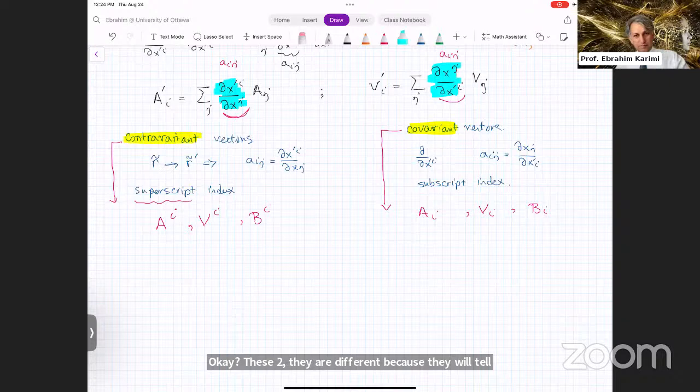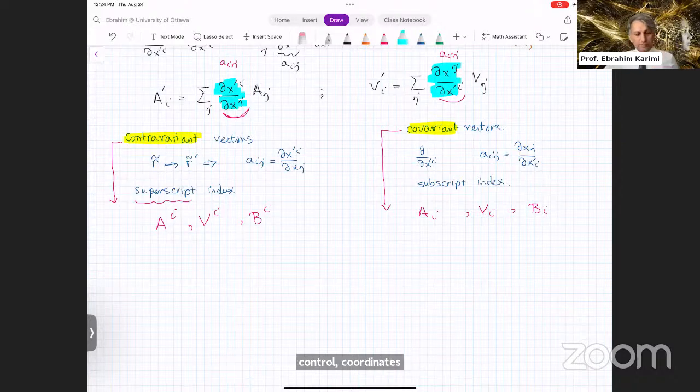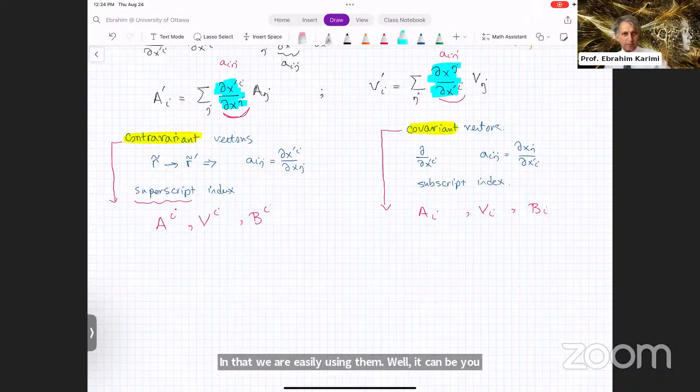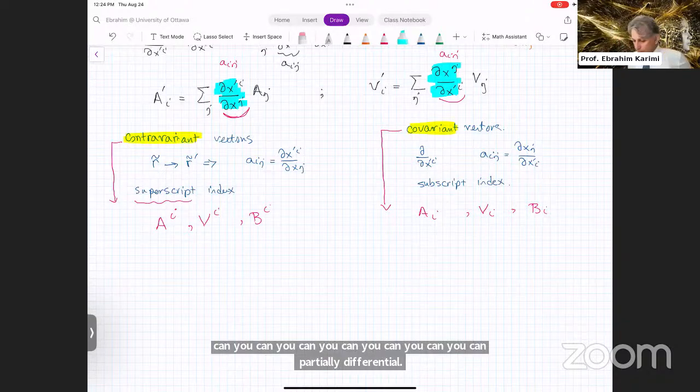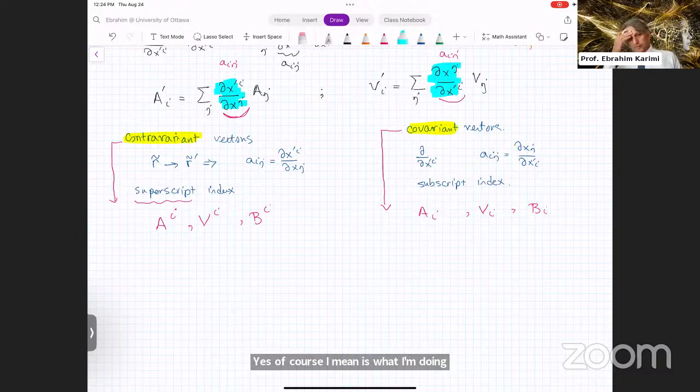Okay, let me see if there is any question. Are these coordinates partially differentiable with respect to each other, in experiments that we are easily using them? Well, you can partially differentiate. Yes, of course. That is what I'm doing. Any other questions? Because it's very important to understand the concept now.